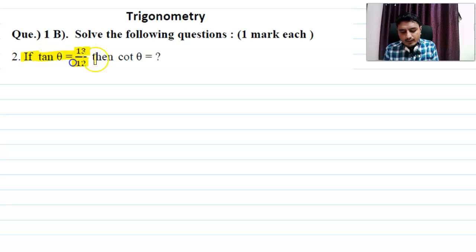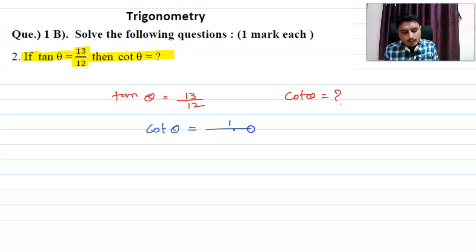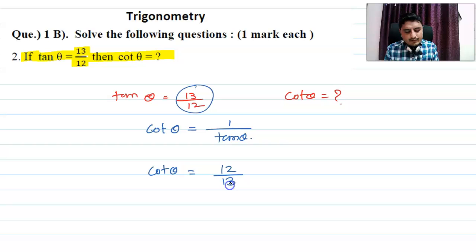We have tan of theta equal to 13 divided by 12, then cot of theta is equal to. Now here we have given tan of theta to be equal to 13 divided by 12 and we have to evaluate the value of cot of theta. So we know that cot theta is equal to the reciprocal of tan theta. That means we can write cot theta equal to 1 upon tan theta. So cot of theta is the reciprocal of the tan theta value 13 divided by 12, whose reciprocal is 12 divided by 13.